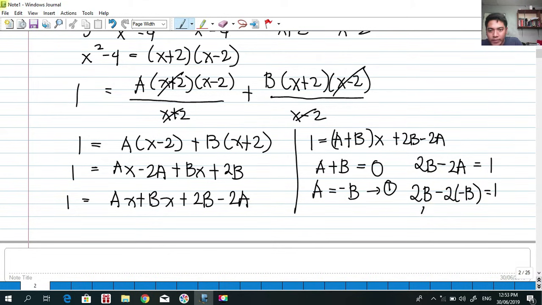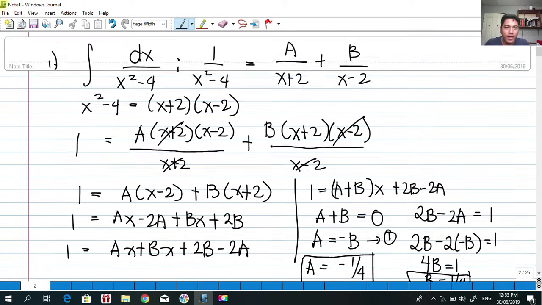So 2b plus 2b will become 4b. And voila, we have b is equal to 1 over 4. Okay, that's the value of our b. And actually a is the negative of b. So we have a is negative 1/4. So these are the values of our a and b.